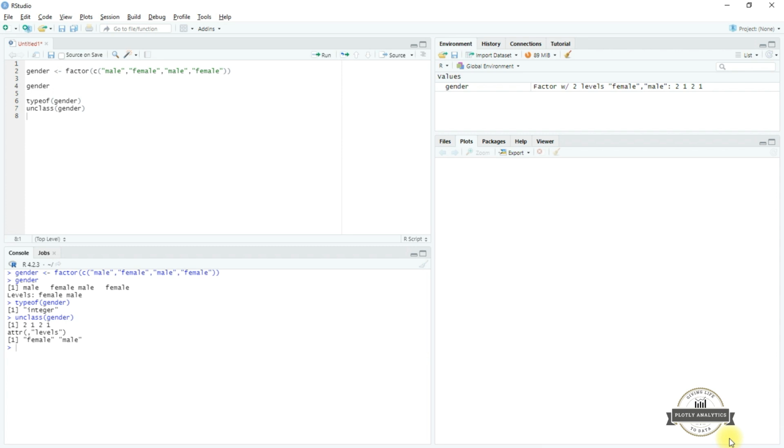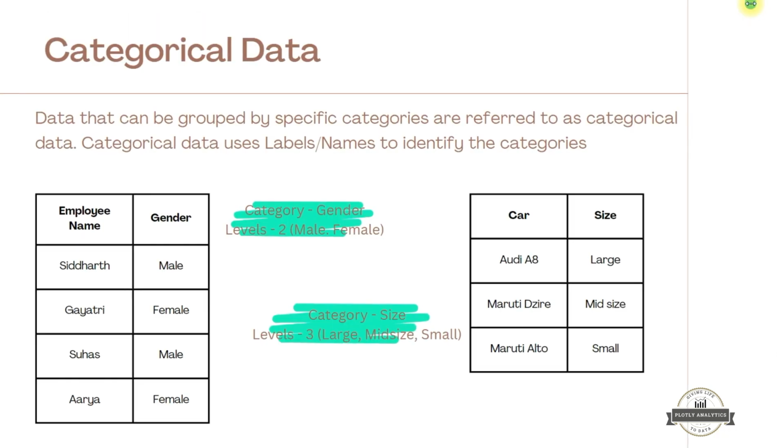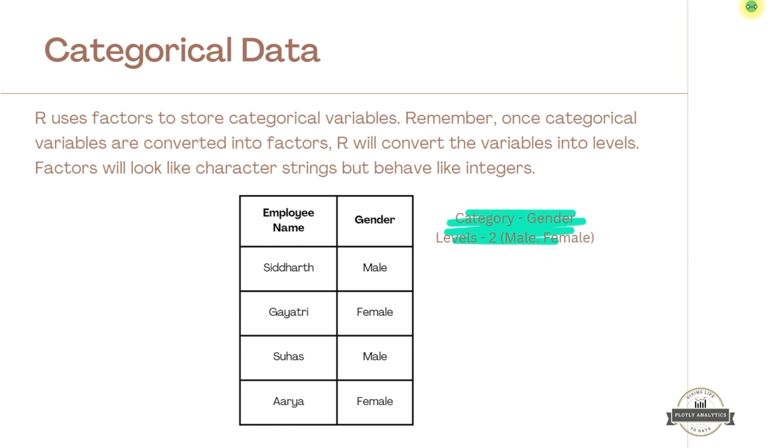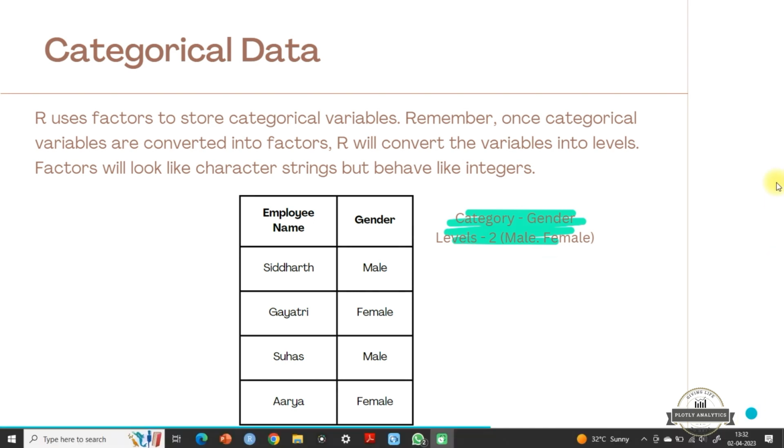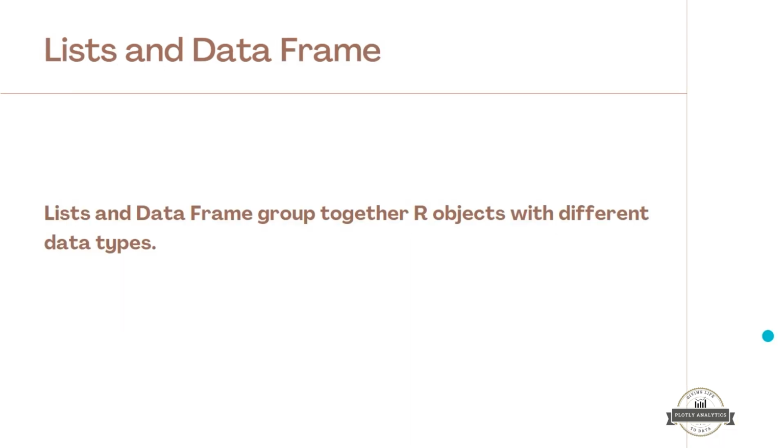Now this is very important because you can use these categorical variables as factors in statistical models, and because in factors the variables are coded as levels, you can use them in statistical models, especially in regression analysis called logistic regression, wherein you can predict the category of that particular variable.